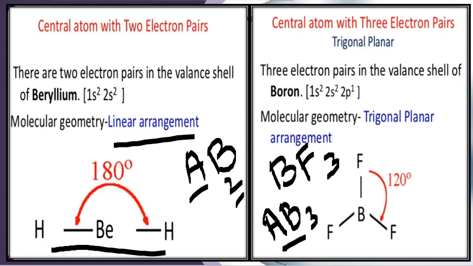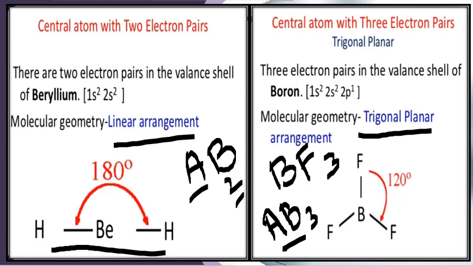Look at the configuration of boron. It is 1s2, 2s2 and 2p1. In the outermost shell there are three electrons which are unpaired, and all three are bonded with the fluorine atoms individually. Three fluorine atoms are present in it. The maximum repulsion which they can give is with the angle of 120 degrees, and the geometry will be a trigonal planar geometry. Now remember it, none of the lone pair is present in it, but all of them are bond pairs.